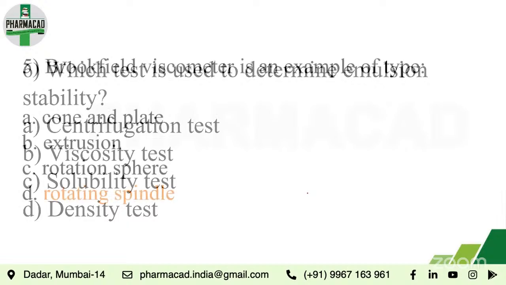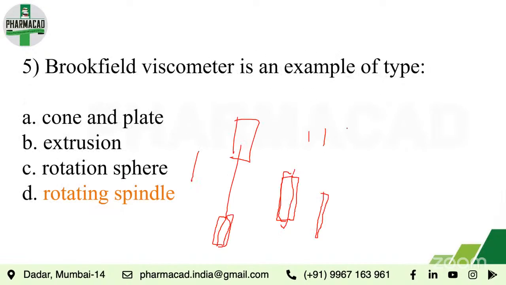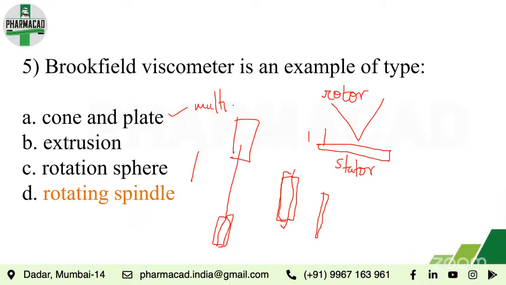Coming to the other ones, cone and plate, you all know, it looks like cone and this is the plate. So plate becomes the stator and cone is the rotor. Even cone and plate is a multi-point viscometer. It is not a rotating sphere one. We have something called a falling sphere. And as we discussed, falling sphere is a 1-point viscometer.